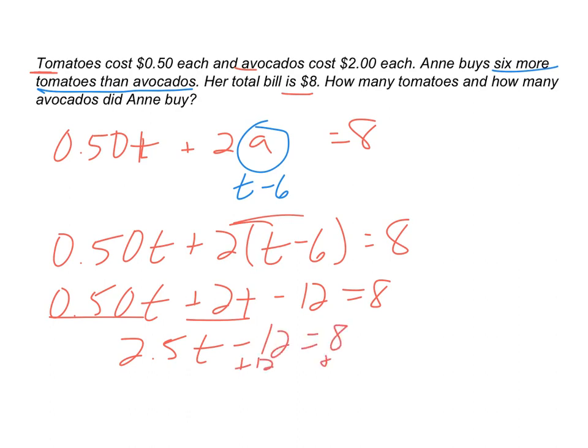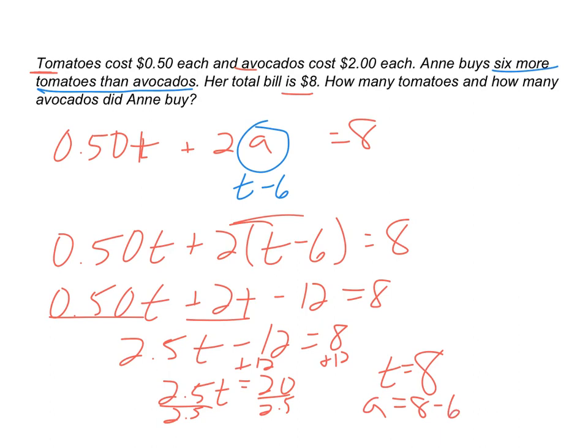Add 12 to both sides. Divide both sides by the number in front, and I get that there are 8 tomatoes. Well, then to figure out how many avocados, I would take the 8 minus the 6, because there's 6 more tomatoes than avocados, and that would get me 2. So there's 8 tomatoes and 2 avocados.